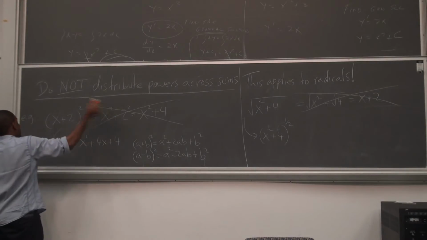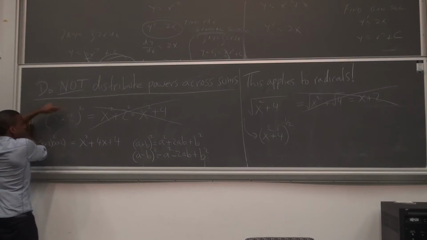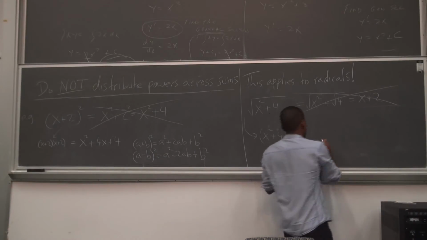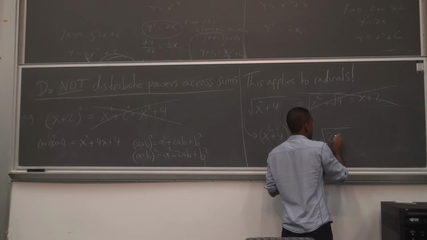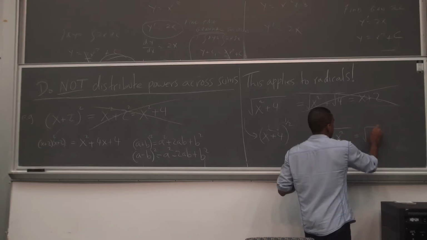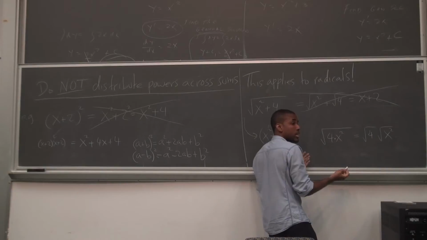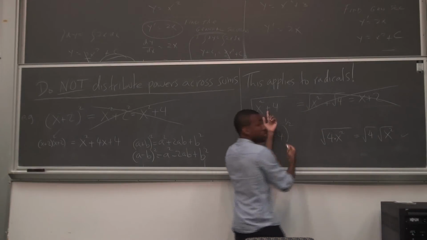So be careful with radicals and powers in general. Be aware that if there's a plus or a minus sign in between, you cannot split them up. Radicals can distribute across multiplication. So if I had something like the radical of 4x squared, I could write that as the radical of 4 times the radical of x squared, because there's a multiplication. That is actually valid. But that is not valid because of the plus or minus.